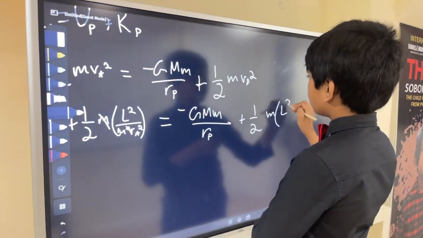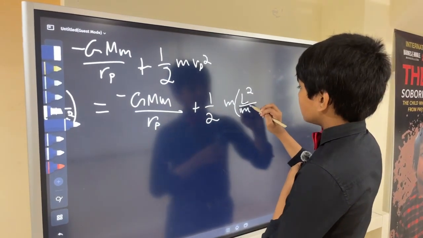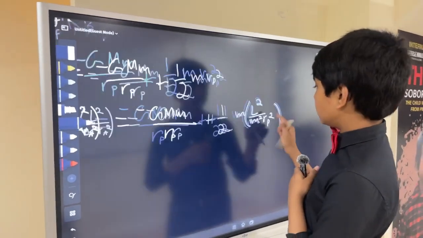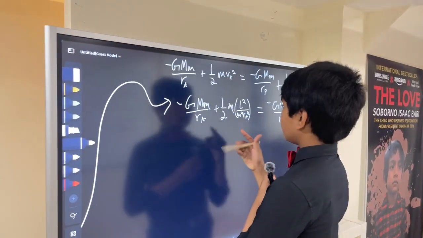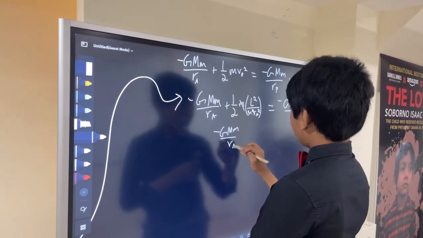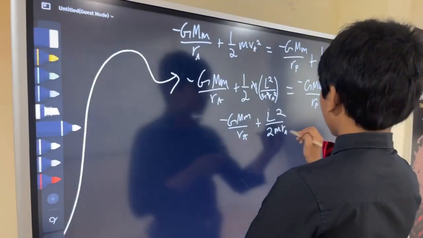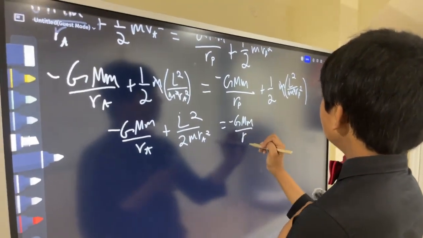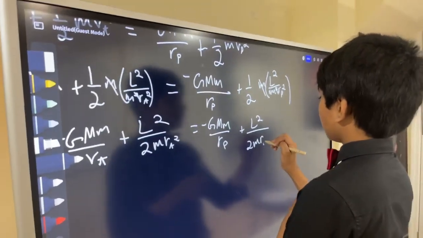And we just plug in our equation for vP, which is L over m rP. So L squared over m squared rP squared. And now we once again satisfy the urge to cancel. And now, what do we get? Minus GMm over rA plus L squared over 2m rA squared equals minus GMm over rP plus L squared over 2m rP squared.